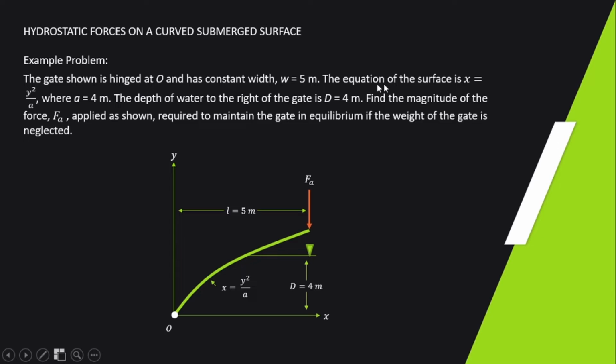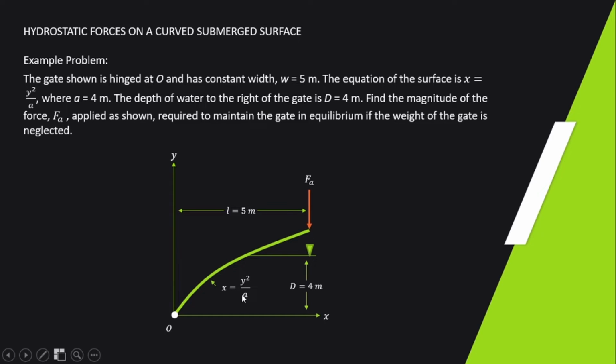So, the equation of the surface is x is equal to y squared over a, where A is equal to 4 meters. The depth of water to the right of the gate is D equal to 4 meters. Find the magnitude of the force FA applied as shown, required to maintain the gate in equilibrium if the weight of the gate is neglected. And here is our FA, this is what we need to find.